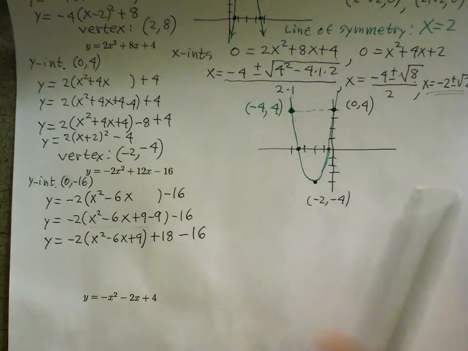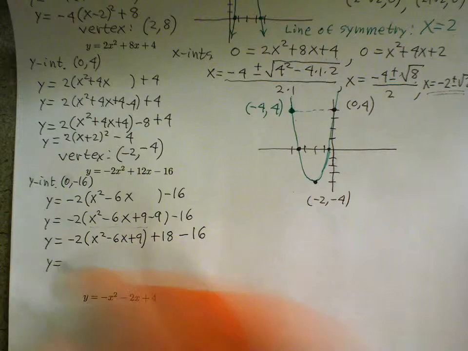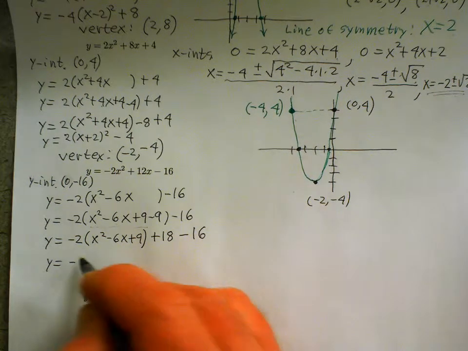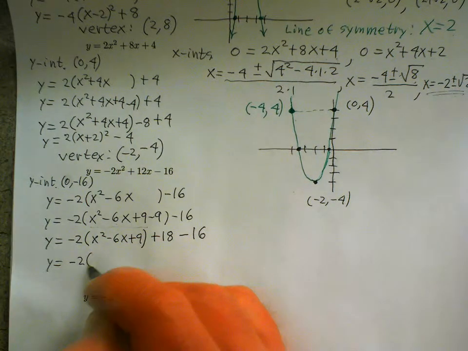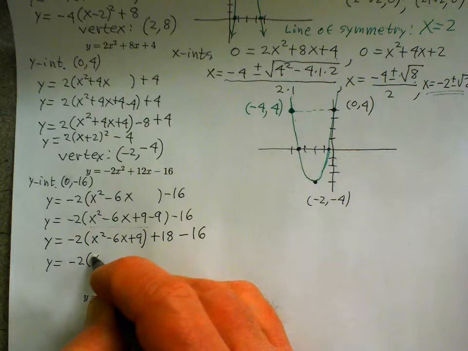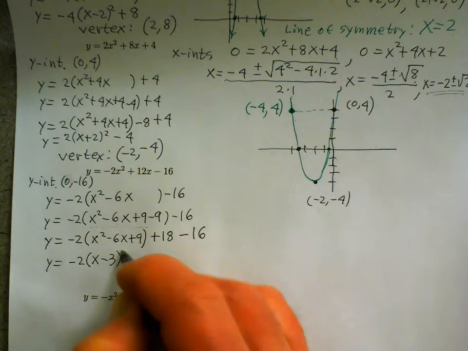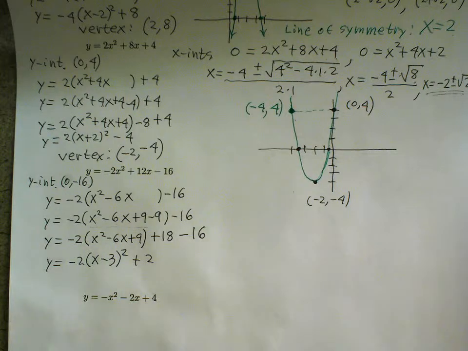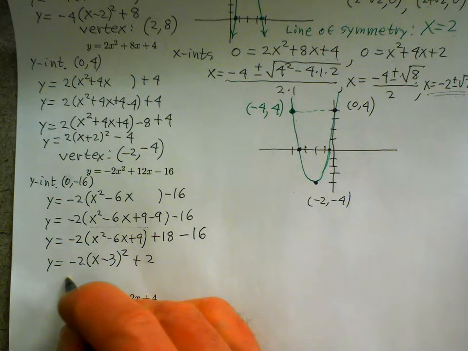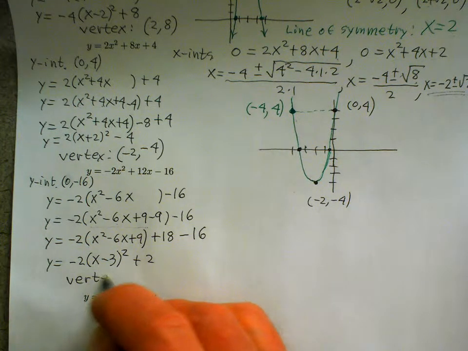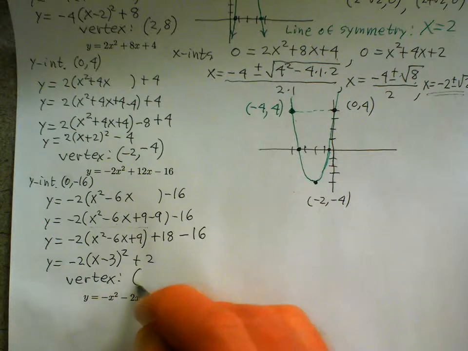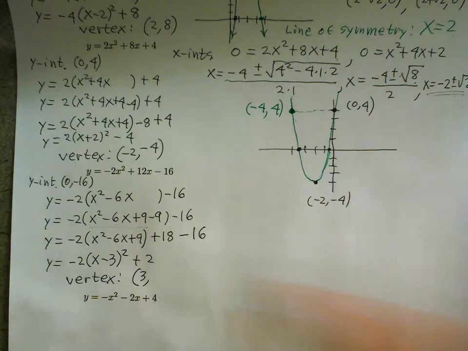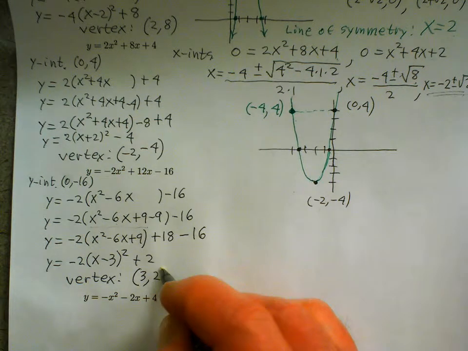And then in the fourth step, we can write the vertex form, -2 times the quantity x minus 3 squared plus 2. All right, so the vertex is the ordered pair 3 for x and 2 for y.